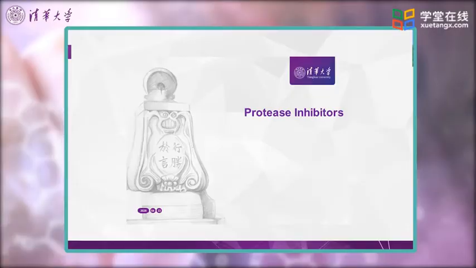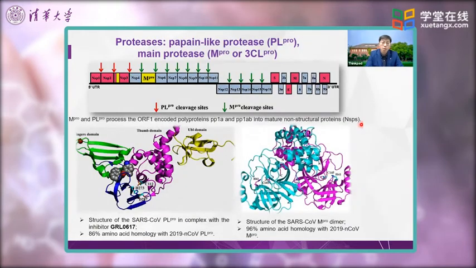The second part I will discuss here is the protease inhibitors. On the top of this slide, we can see the sequence of the typical protease. There are two typical proteases that can be targeted as therapeutic targets for COVID-19. One is called papain-like protease, abbreviated as PL-PRO. Another is main protease. We can either call it M-PRO or 3CL-PRO.